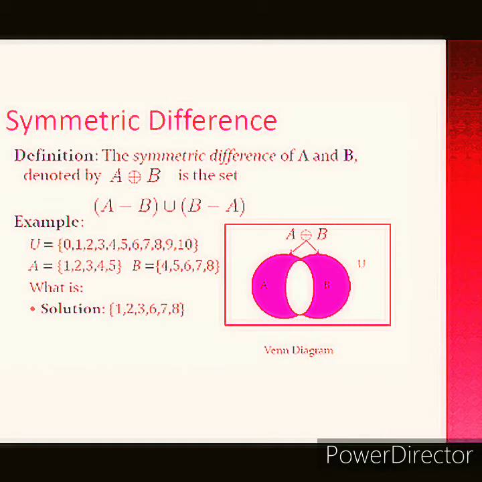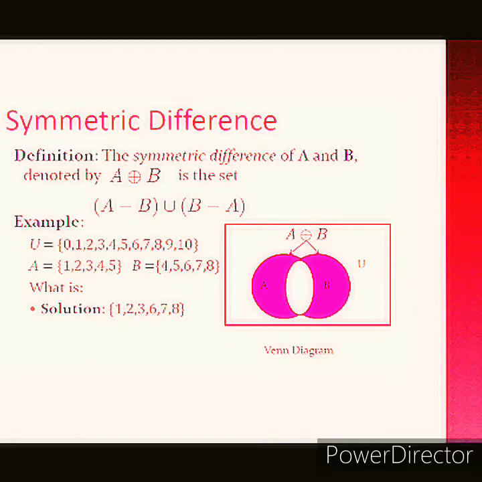For example, here there are two sets, A which is 1, 2, 3, 4 and 5, and the set B which is 4, 5, 6, 7, 8. You have to find the symmetric difference of A and B. Here you can see that the symmetric difference will be 1, 2, 3 and 6, 7, 8. The common part, which were 4 and 5, are not in this part. So the symmetric difference is 1, 2, 3, 6, 7, 8.